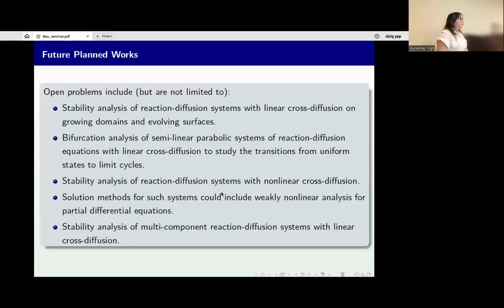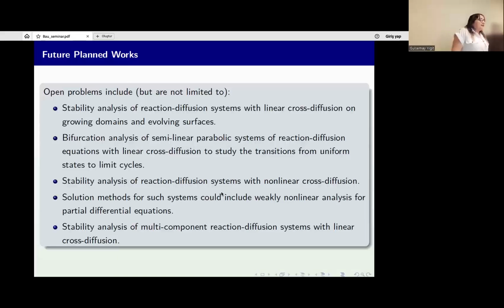So there are a few open problems that my collaborators and I are also working on. Let me finish. Sorry. What are we trying to do now? Stability analysis of the reaction diffusion system on growing domains, because all the analysis here was done based on stationary domains. In growing domains, our system will include time dependency in the reaction terms, which makes the dynamical analysis quite difficult. So we try to answer this.